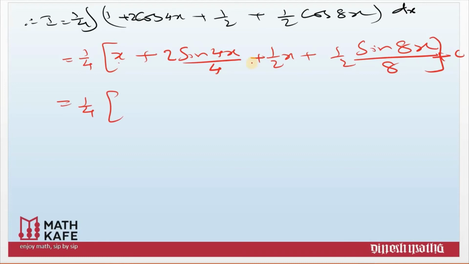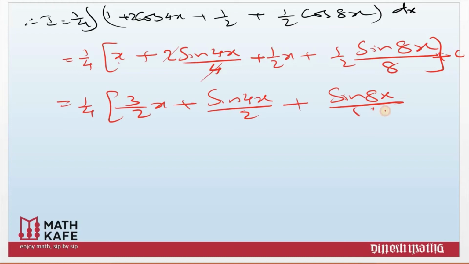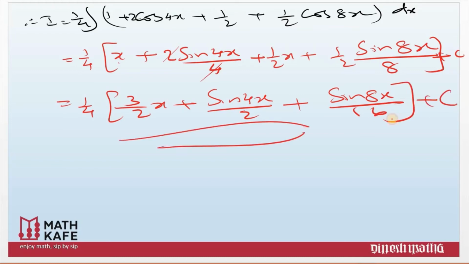1 by 4 into x plus 1 by 2x, that is 3 by 2x. Then this 2 and 4 get cancelled. It will become sin 4x divided by 2 and plus sin 8x whole divided by 16 plus c. That is our final answer.